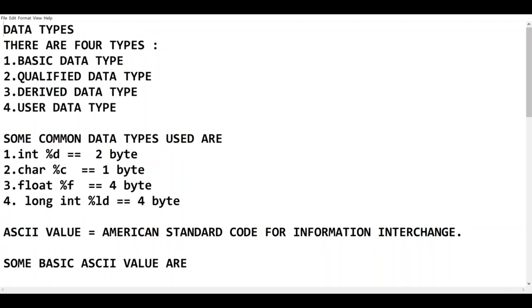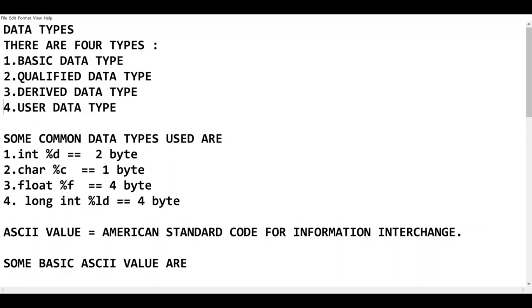Float is denoted by %f and requires 4 bytes. Then long int is %ld, which requires 4 bytes. We will further see how to utilize these data types. I am going to introduce you to them in further lectures.